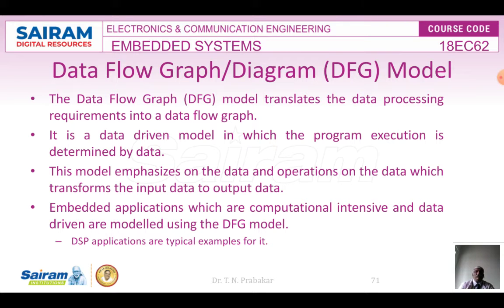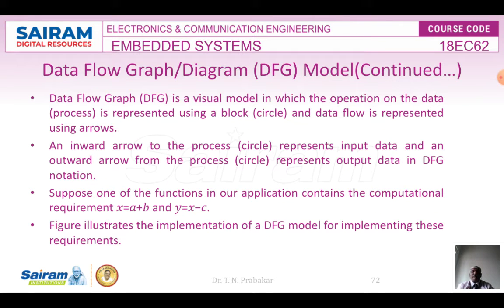The embedded applications which are computationally intensive or data driven are modeled using this DFG. So when no data is available to process, no system should work. Whenever there is data to process, the system should work. So it's basically a data based system, right? Based on the availability of the data, it will be working. DSP applications are typical examples for this. And this data flow graph is a visual model, right? So it will be using some sort of diagrams in order to represent a data flow.